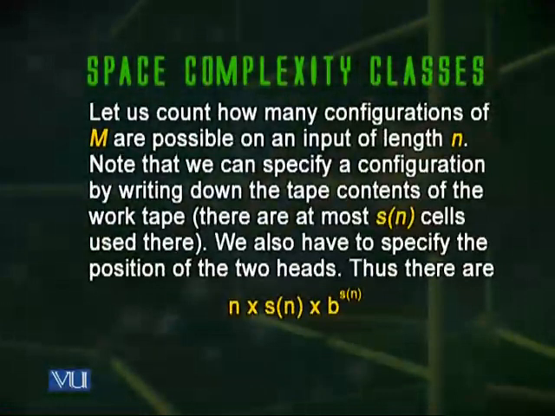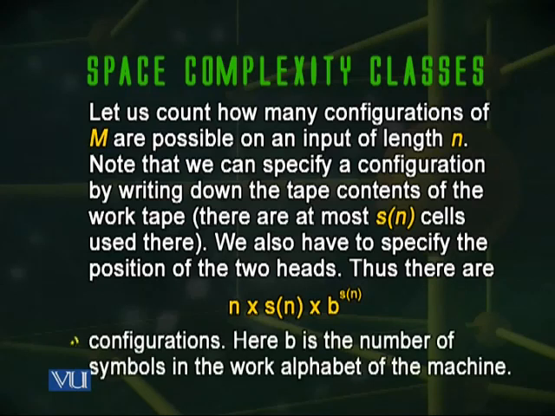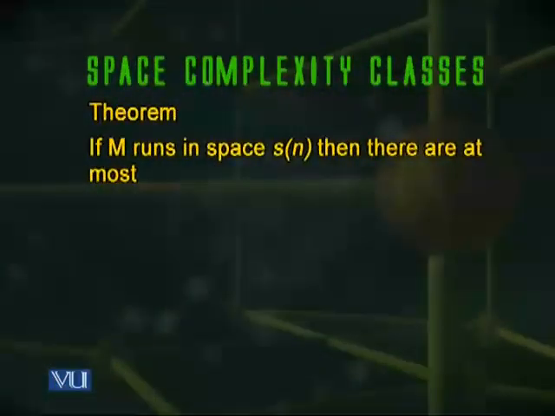N choices for the first head, S of n choices for the position of the second head, and B to the S of n possible strings of length S of n which can be on the work tape. Thus, there are n times S of n times B to the S of n possible configurations. Here, B is the number of symbols in the work alphabet of this Turing machine. So, what we have is now an upper bound on the total number of configurations that this machine can conceivably have. Next, we can prove the following theorem.